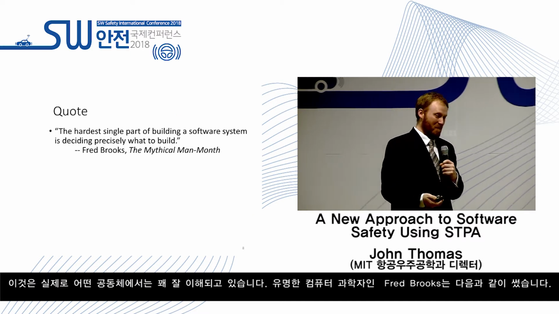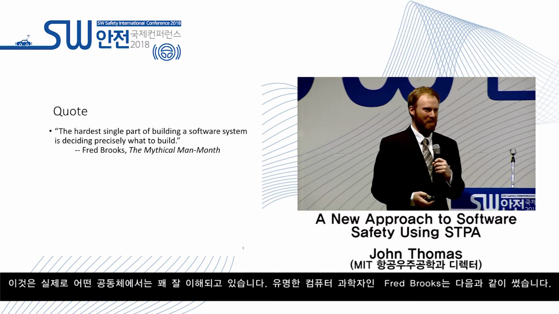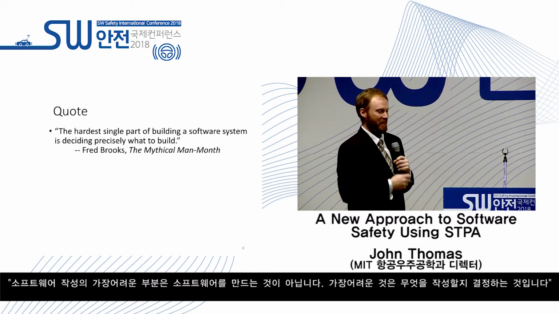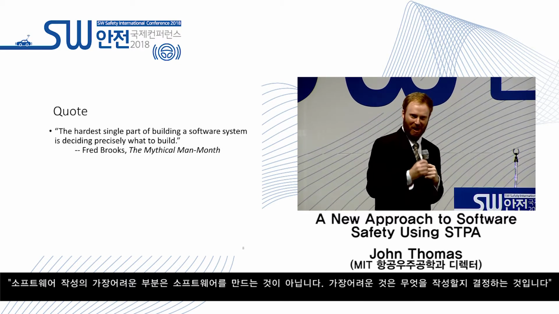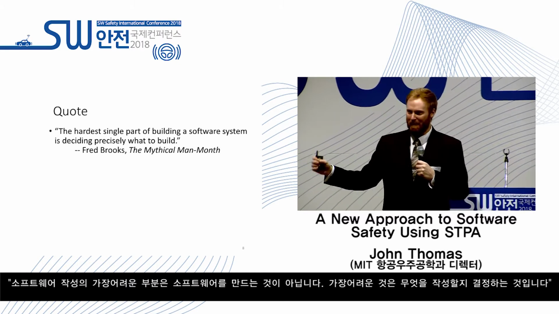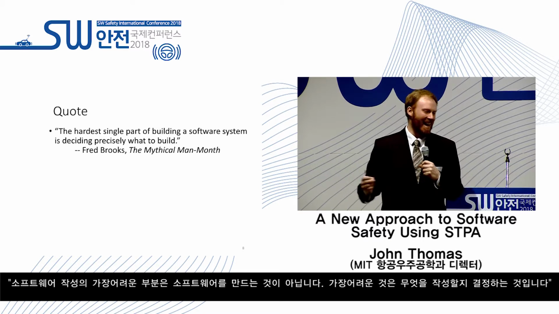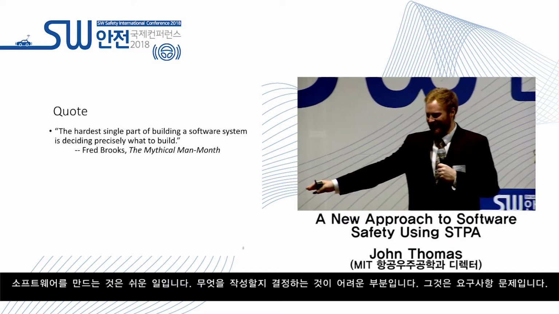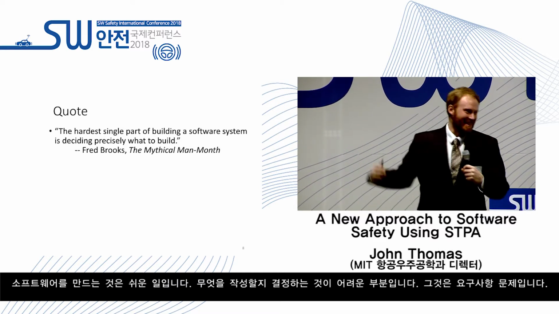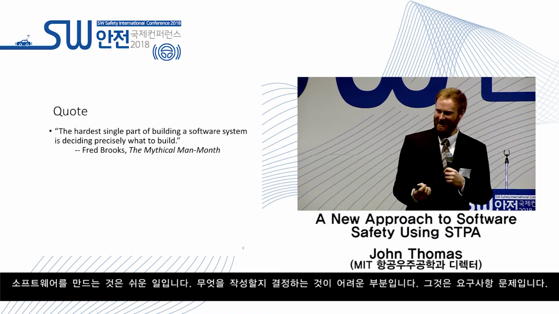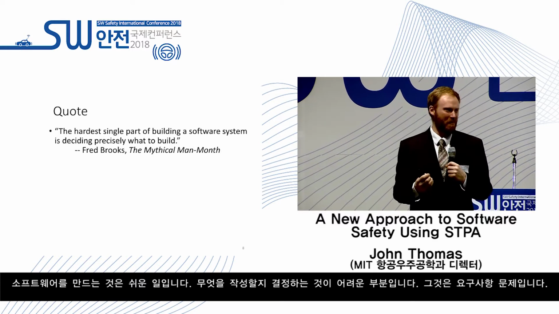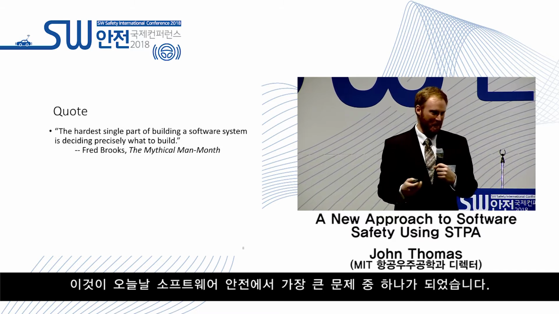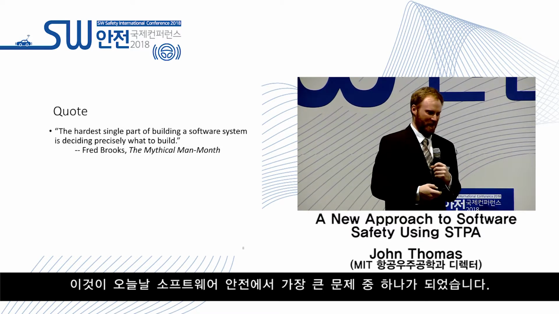This is actually pretty well understood in certain communities. Fred Brooks, famous computer scientist, writes, "The hardest single part of building software is not building software. It is deciding what to build. Building it is the easy part. Deciding what to build is the difficult part." That's the requirements problem. That has become one of the biggest problems we have in software safety today.